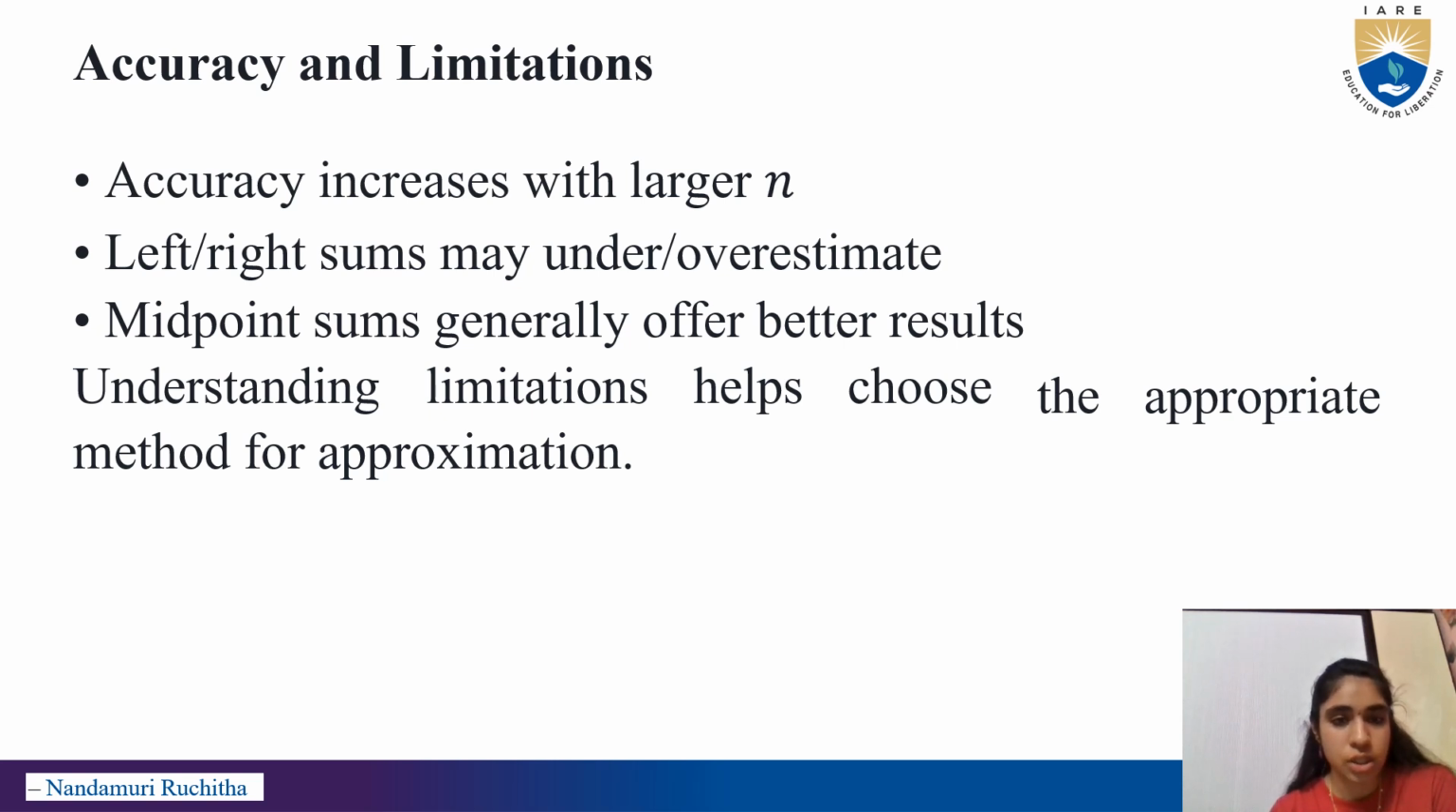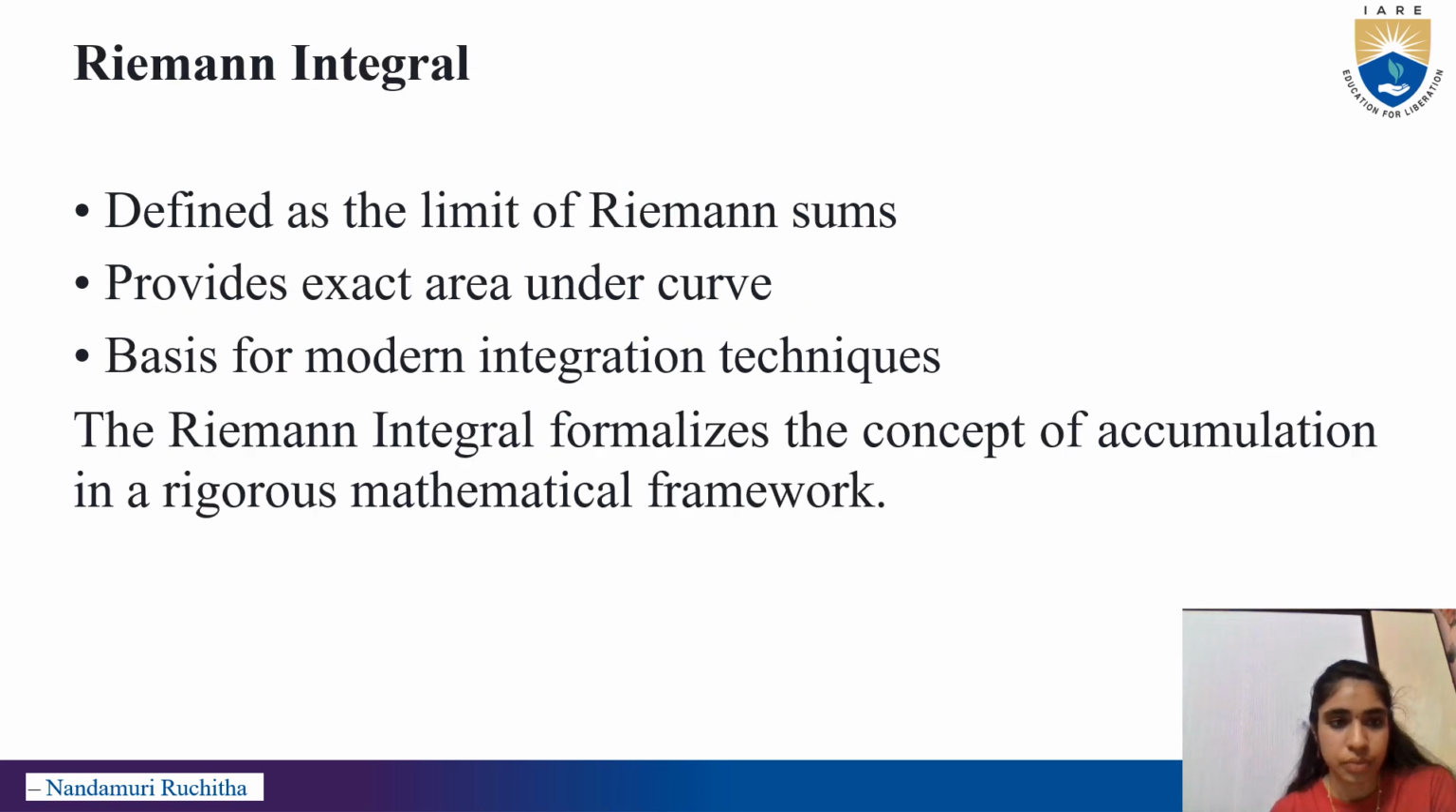Accuracy and limitations of Riemann sums. Accuracy increases with larger n. Left or right sums may under- or overestimate. Midpoint sums generally offer better results. Understanding limitations helps choose the appropriate method for approximation.